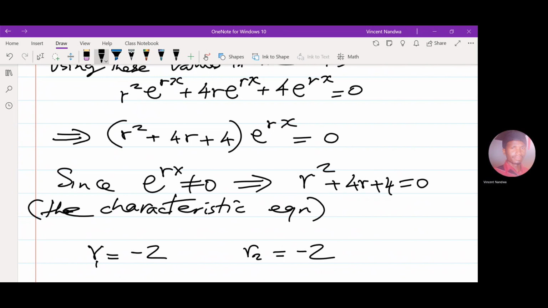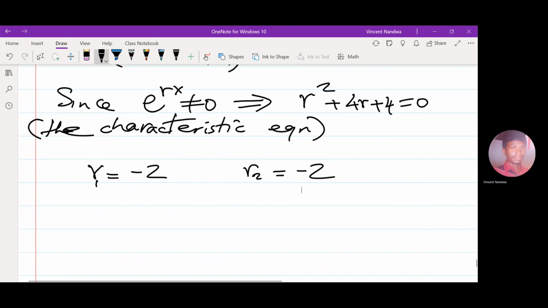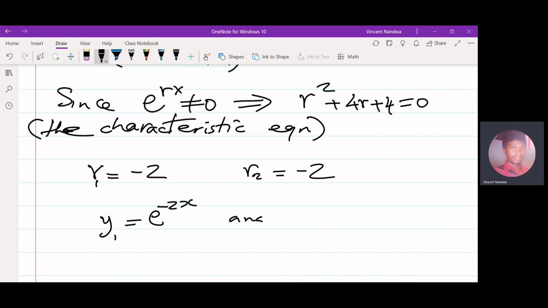So it's repeated, -2, -2. So which means y1 will be given by e raised power -2x. When you are writing the functions themselves, c1 will be placed in the final answer, the linear combination of the two. And y2: remember, the solutions should be linearly independent. Check what you are writing in the general analysis of the solution. When you get two repeated real roots, y2 is x e power -2x. So these are the two linearly independent solutions.